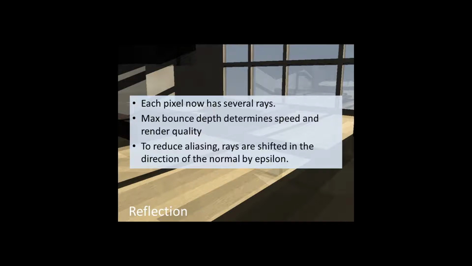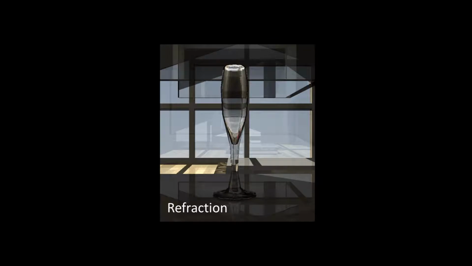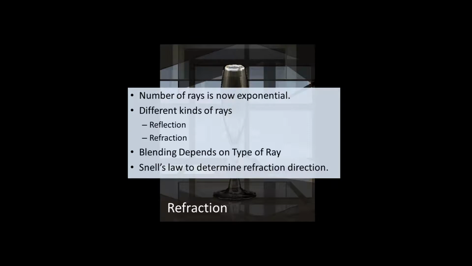The next step would be to add refraction, as you can see in this image here. Something to notice is how the light bends as it enters the cup. Refraction in this program actually follows Snell's law, which states that light rays change direction when they enter materials of different indices of refraction. Additionally, the number of rays is now exponential, because you can either have a reflection ray or a refraction ray, and how I blend them depends on the ray type and the material.